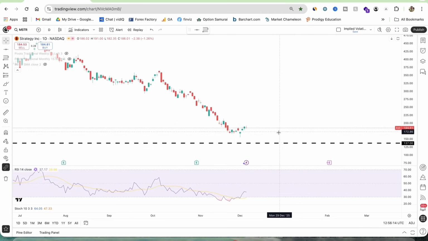The bit I really liked was this hammer candle over here, this green candle, which kind of signified the low. So the next day when the market opened, I placed a trade at the 137 strike. And you can see that ever since then, it's gone back up and the options expired worthless.